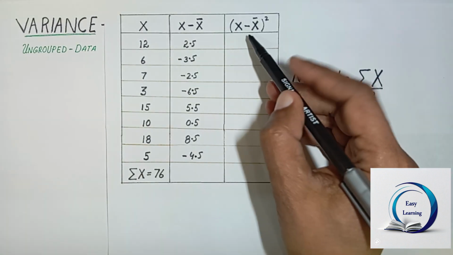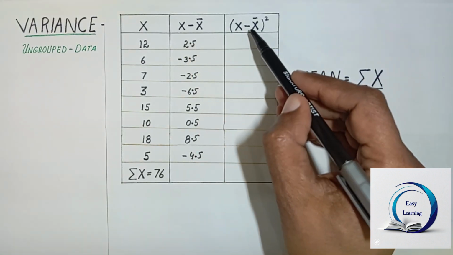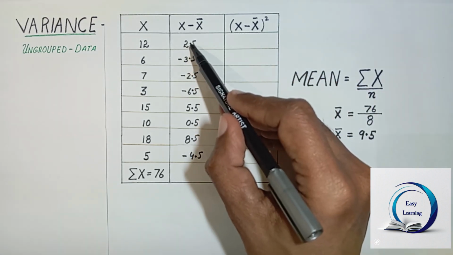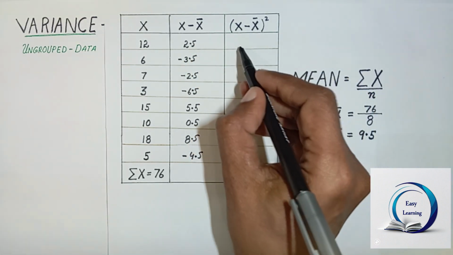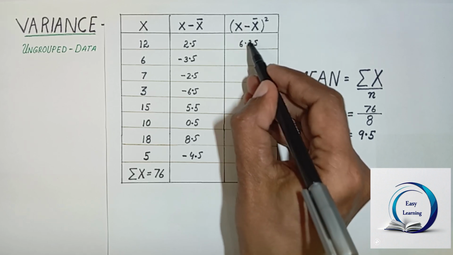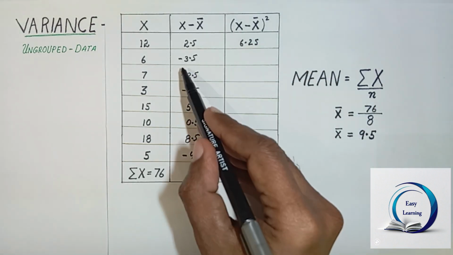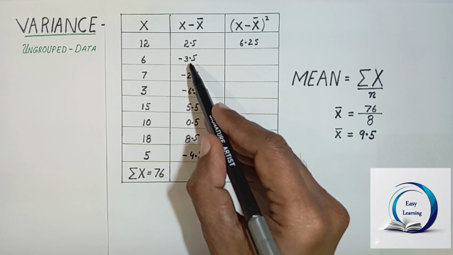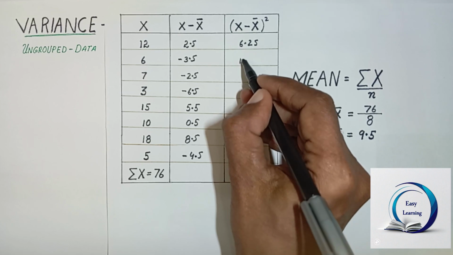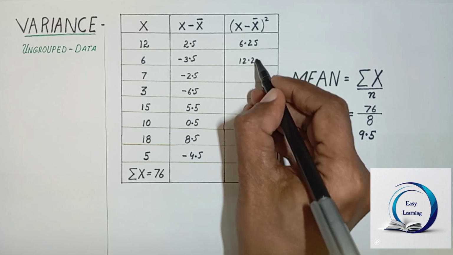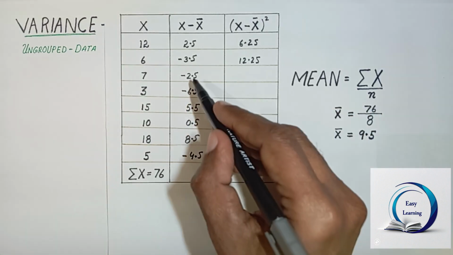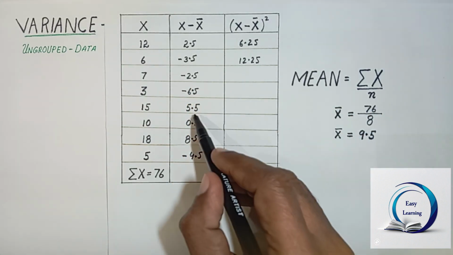In the next column, we take the squares of x minus x bar. So the square of 2.5 is 6.25 and the square of minus 3.5 is 12.25. So in this column we will take out the squares of these values.